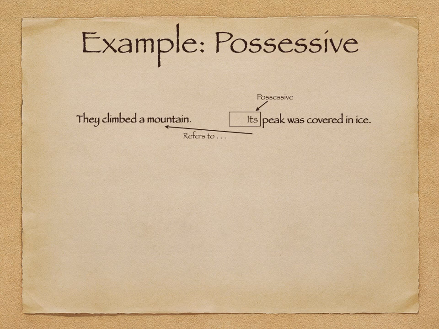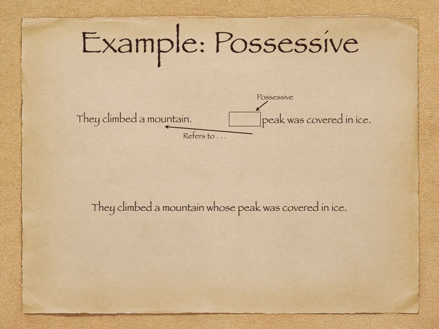So if what I'm trying to make into my adjective clause is a possessive, I'm going to replace that with the relative pronoun whose. And then I put everything together. They climbed a mountain. Now in this case, my noun is at the end of my independent clause. So my whole independent clause comes first, then my relative pronoun goes next to that noun I'm modifying, and then I finish with the rest of the adjective clause.